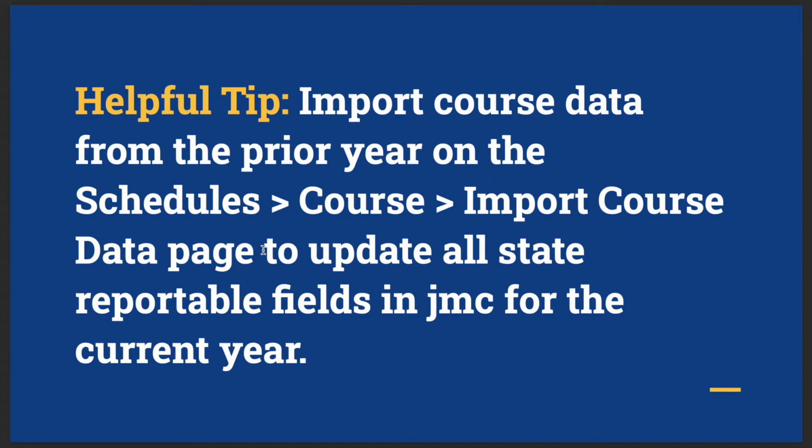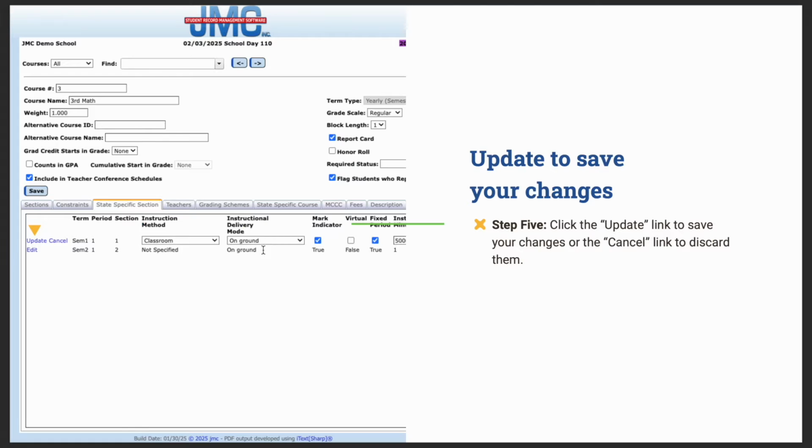So this is what we were talking about in that import course data process. This is what saves you so much time. If you've done this previously and you haven't changed a whole lot of course information from one year to the next, you can just pull all that information forward, and this process should be a pretty light lift for you. If you have never reported MCCC via JMC, the first time that you do it, you might have some more work on the front end.